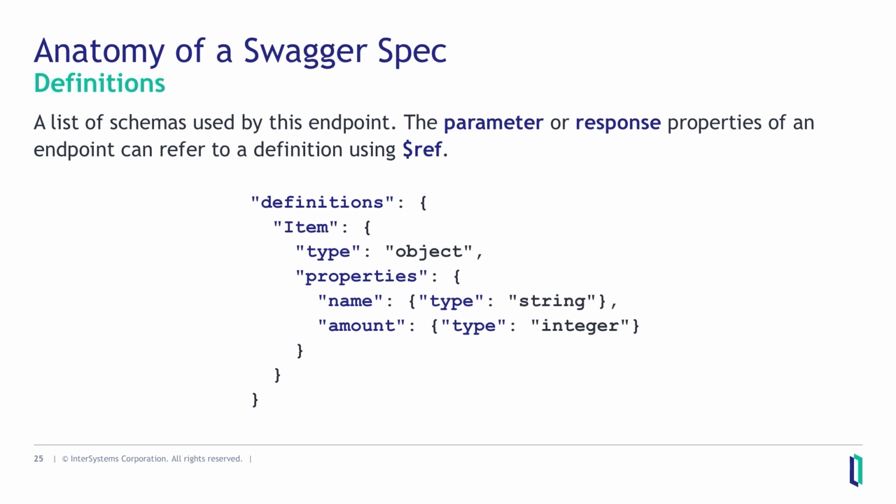We have an object called item. You could imagine this is an inventory service or something like that. And here are the fields that are included inside this JSON object. Now, if we wanted to use this schema or refer to it in one of the parameters or the response data types for this service, there's a special property here called $ref that we can use to call back to something in the definitions section.